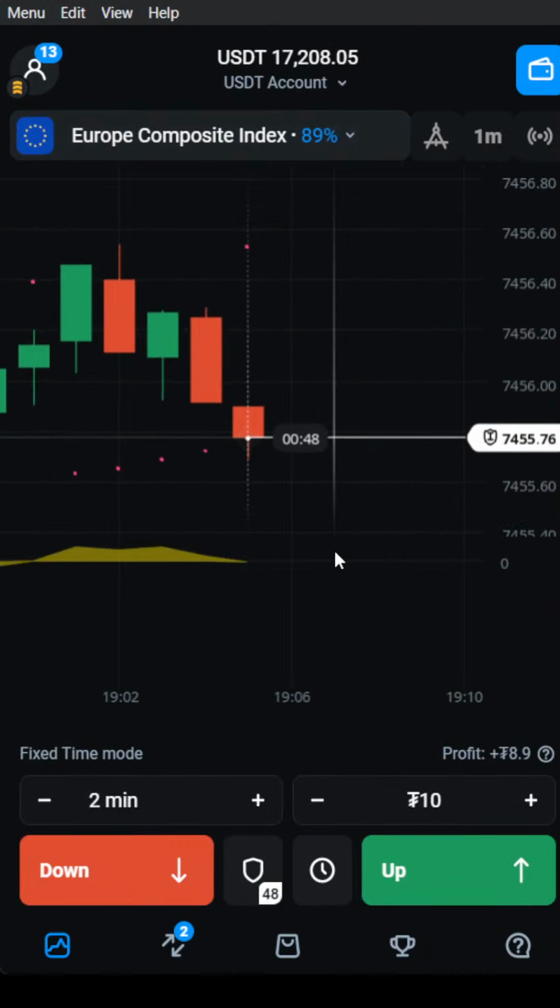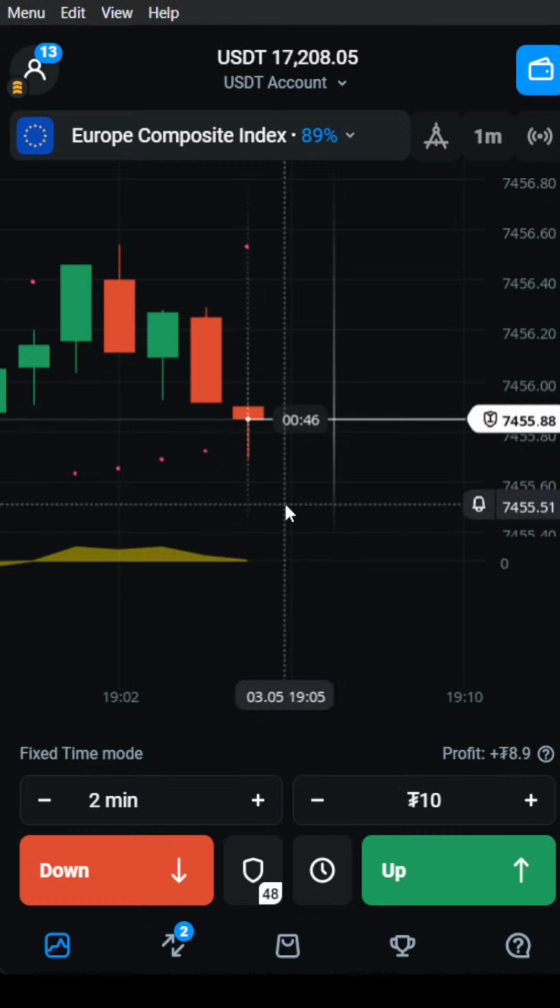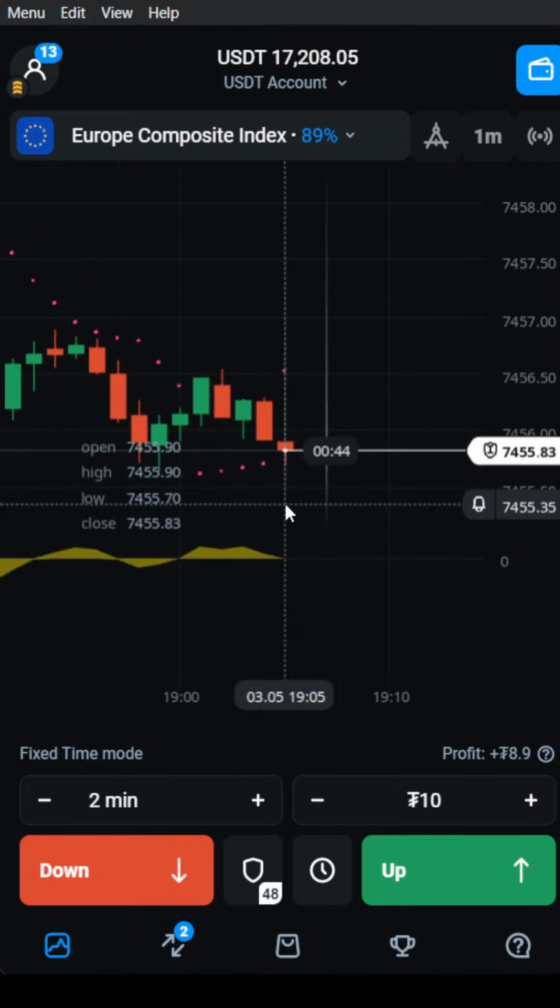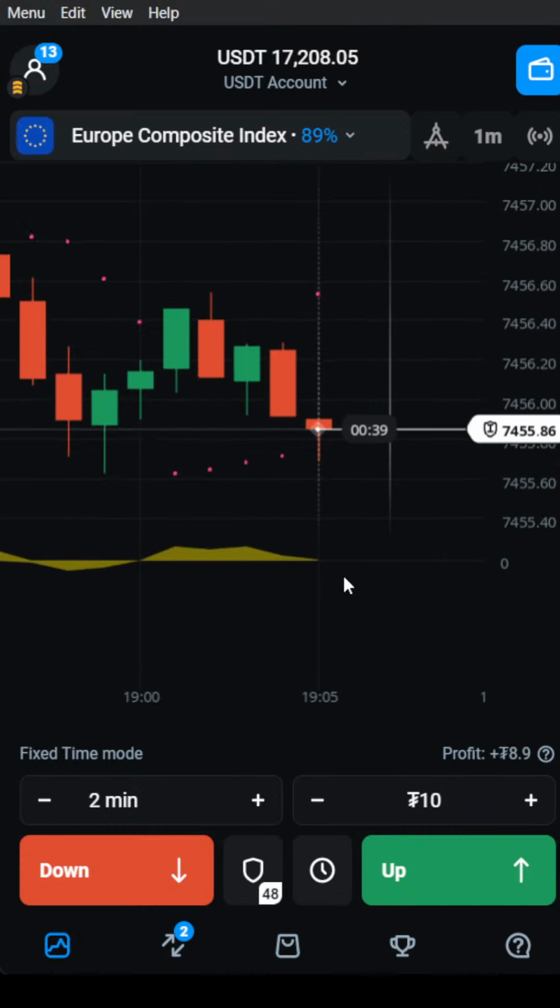All right, so here you see we have a signal coming up. Let's see how this goes. We are waiting for MACD to cross over. Once there is a crossover from MACD, we will make a trade.